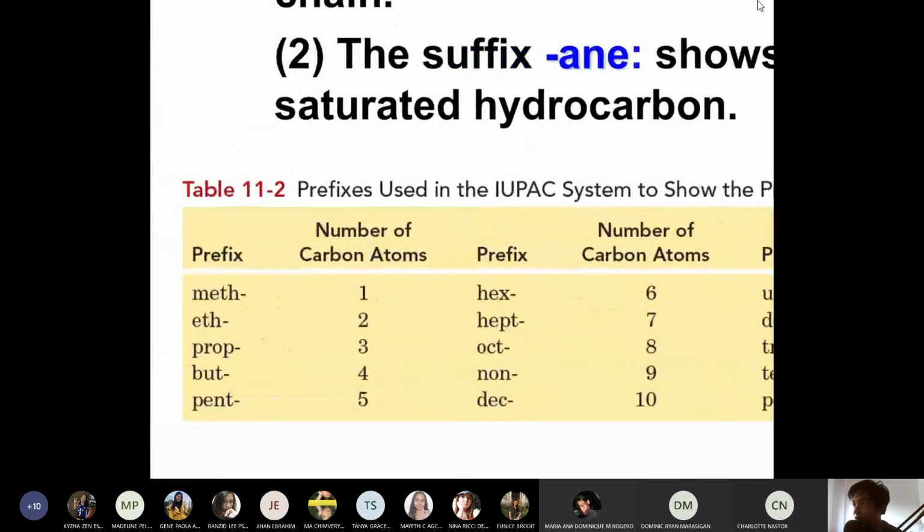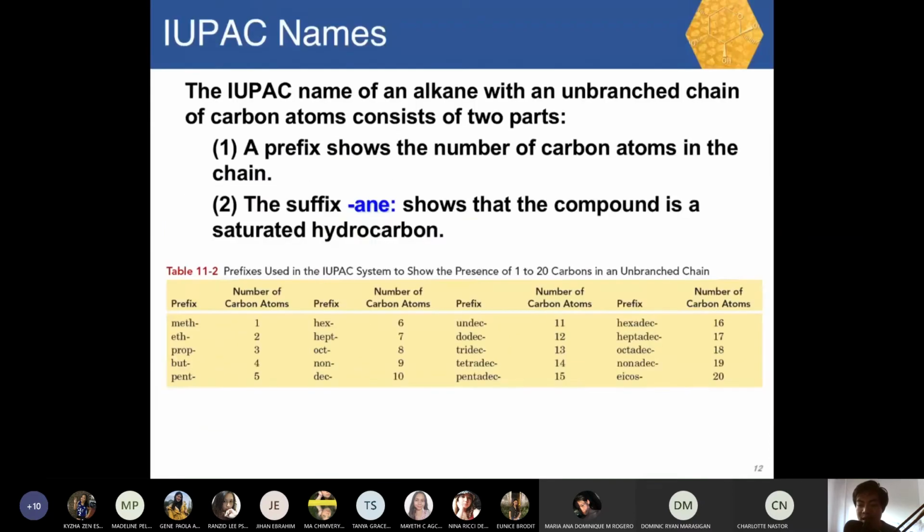Okay, so ano lang kailangan nyo kabisaduhin dito? Yung 1 to 4. Kasi yung 5 and beyond, just follow the Greek prefixes. Meth for 1, eth for 2, prop for 3, but for 4. Okay? So, you identify the number of carbons you have for your parent chain. In our previous example, 8 yun. So, the prefix to be used is oct. Tapos, since yan ay parent chain, we use the suffix ane. Gagamit ka ng suffix na ane. Kumbaga, prefix plus suffix ane for the parent.